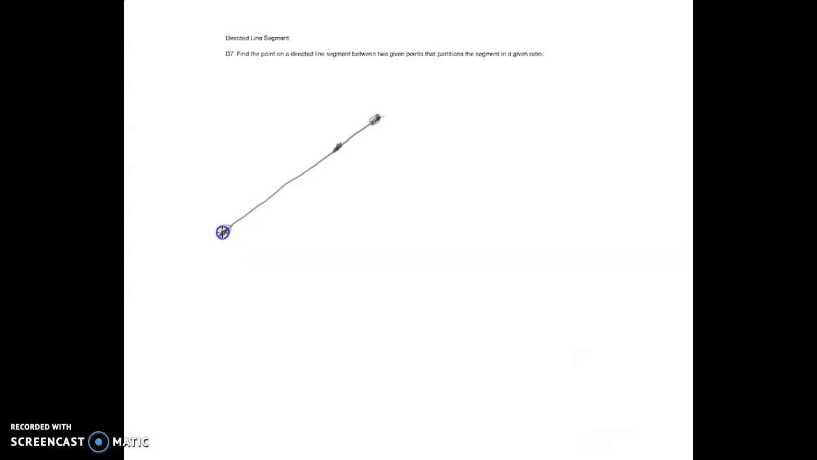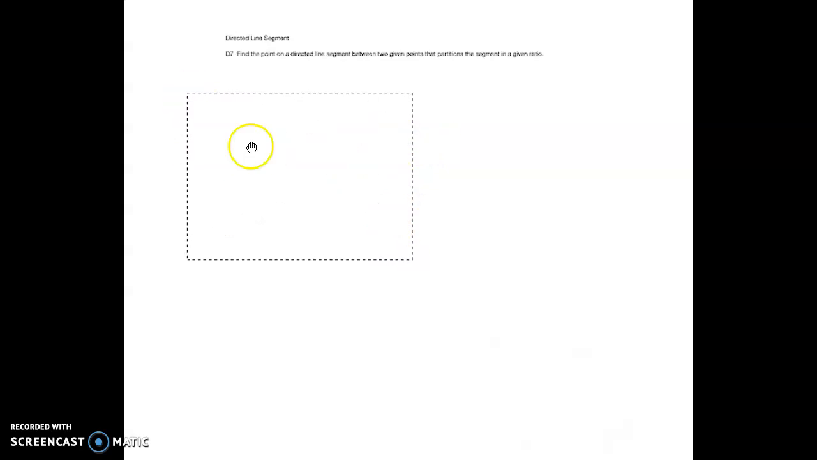This has an XY. This has an XY. I want to find that point. Now that's where we're going. That's what we need to do. But I'm going to take you just one step at a time. One step at a time. So let's begin with some easy stuff. So here we go.